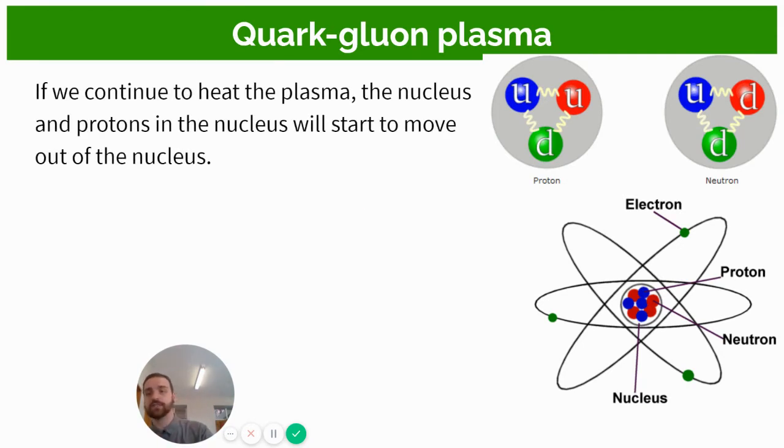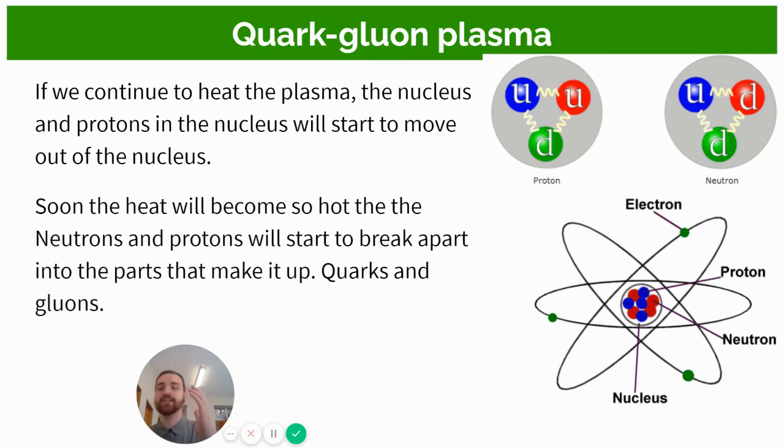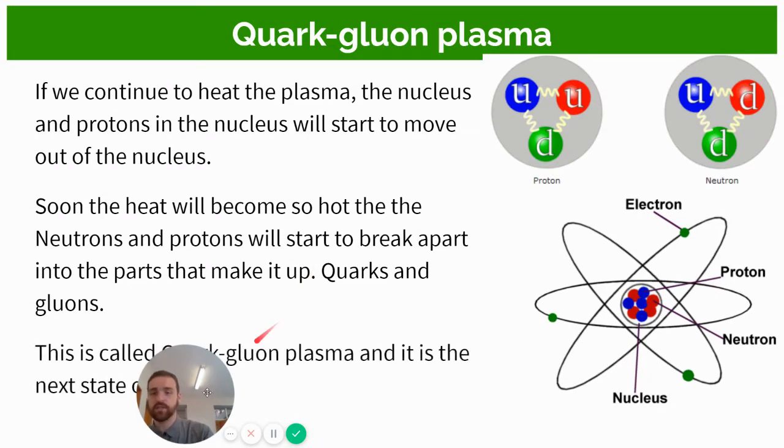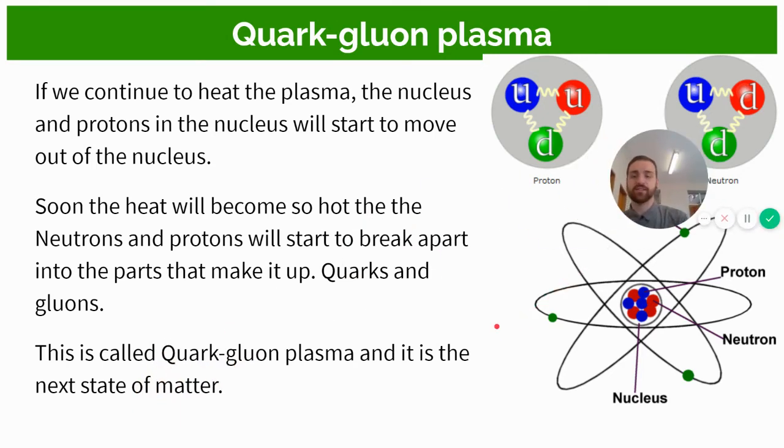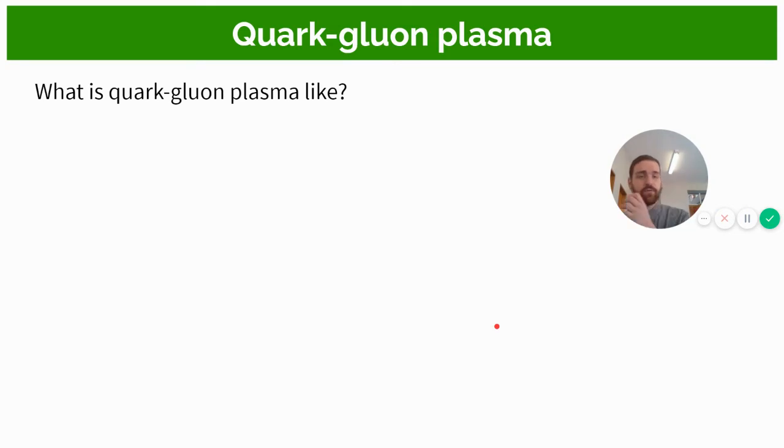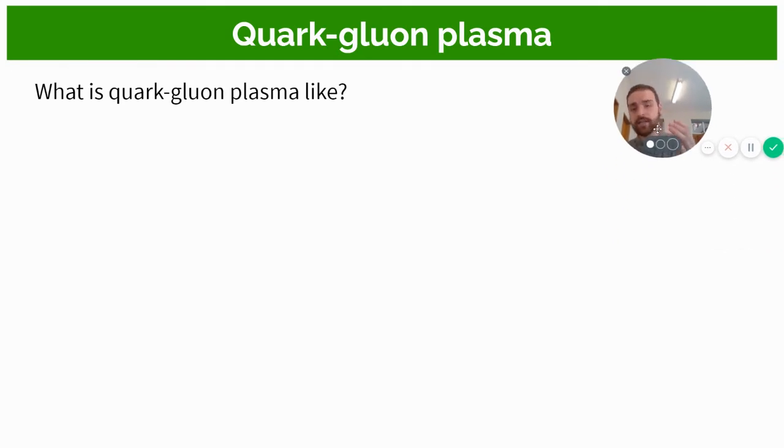If we continue to heat the plasma, the protons and neutrons will start to move out of the nucleus. Then soon the heat will become so hot that the neutrons and protons will break apart into the parts that make them up, quarks and gluons. At this point, we've got a quark gluon plasma, and that's the new state of matter. Before I answer what a quark gluon plasma is like, remember that plasmas glow and are kind of like a gas, but superheated. As for the properties of a quark gluon plasma, I don't know. I really don't, boys. What we're talking about here is at the cutting edge of science.